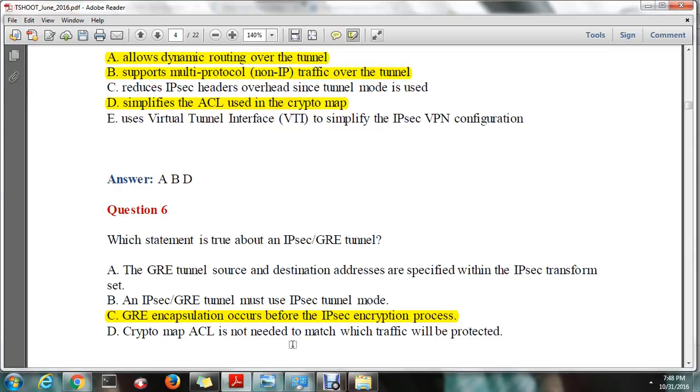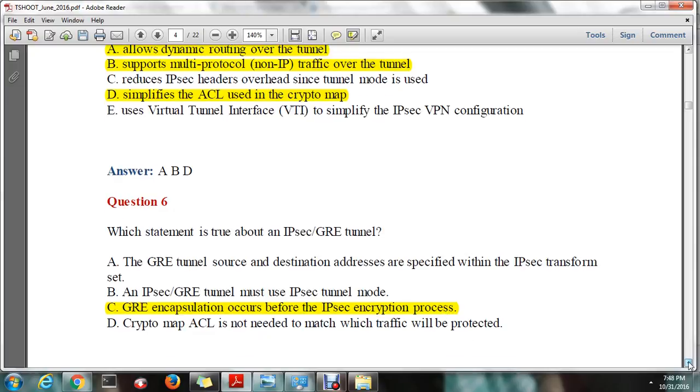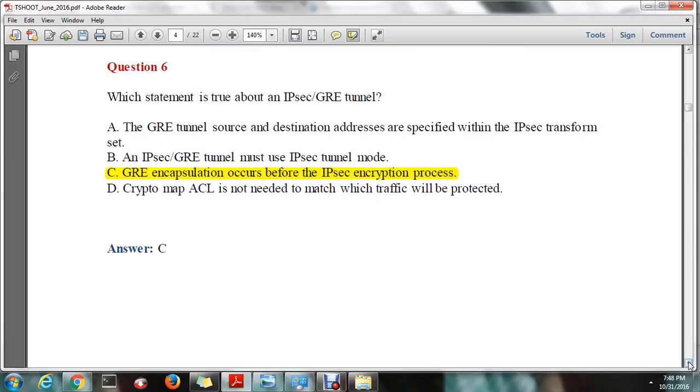over the tunnel. Encapsulation will occur before that, when it gets onto the interfaces. Then once it gets on the interfaces, encryption will happen and the packets will go to the destination via the IPsec tunnel by the encryption process. Okay, answer C is right.